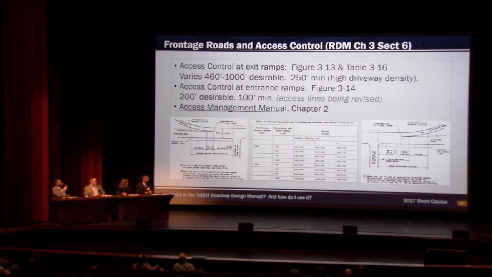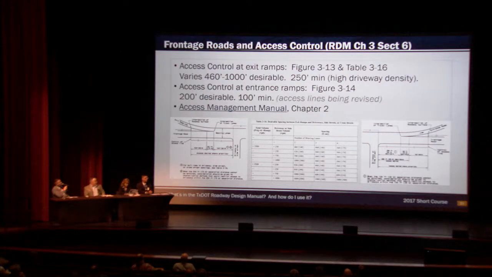Access control. So this is where you're basically showing on a schematic where you're not going to allow driveways and intersections, and this usually correlates to the locations of your on and off ramps. So for an exit ramp, at the bottom there, figure 3-13, and then the middle table 3-16, the distance from the ramp to the next driveway or intersection is going to be anywhere from 460 to 1,000 feet.